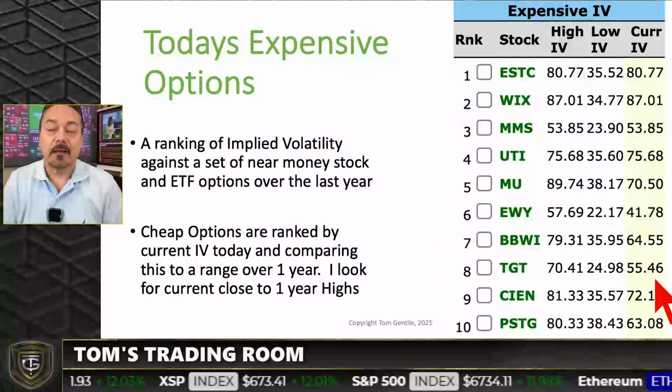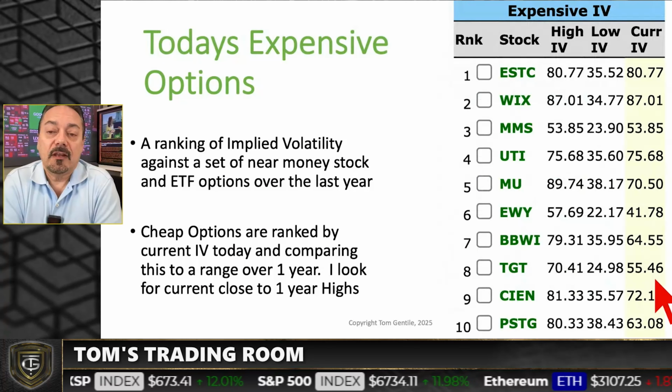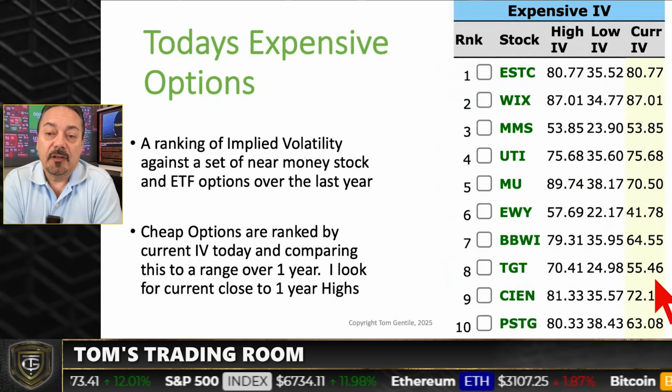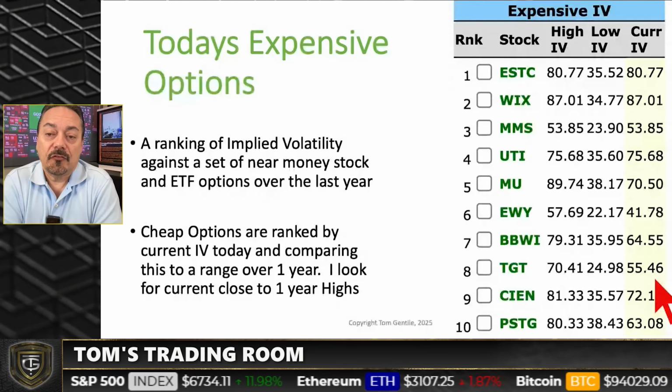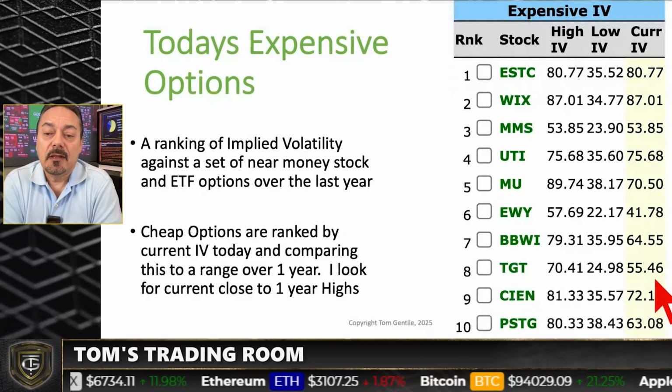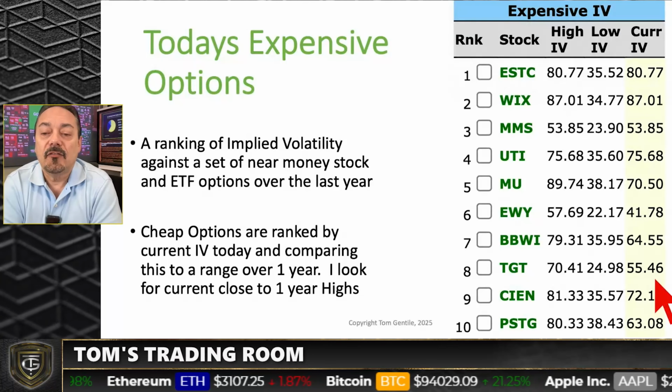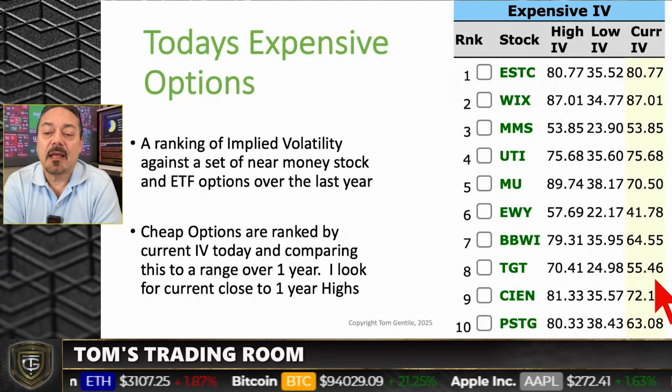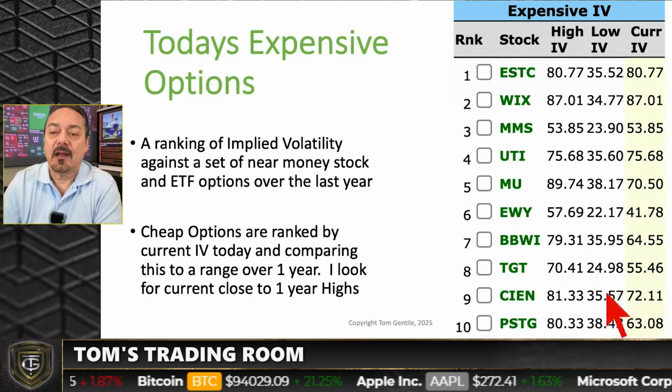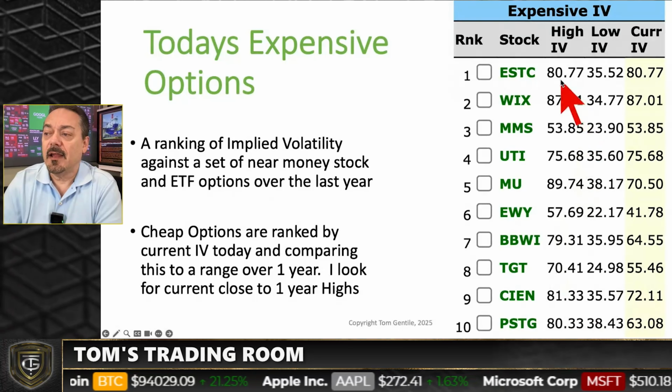These are the top 10 expensive options coming into this week. Before we get into Thanksgiving, and as you can see here, ESTC is at the very top. There's Wix, MMS, UTI, Micron, EWI, BBWI, Target, Sienna, and PSTG at the bottom. What do they all have in common? Take a look at the high implied volatility.